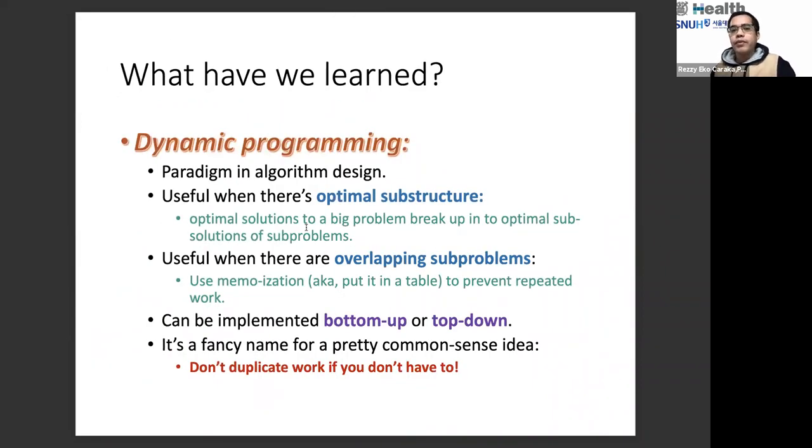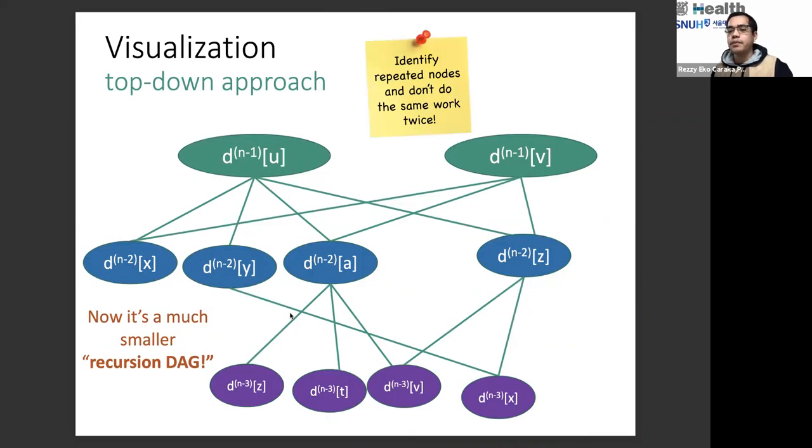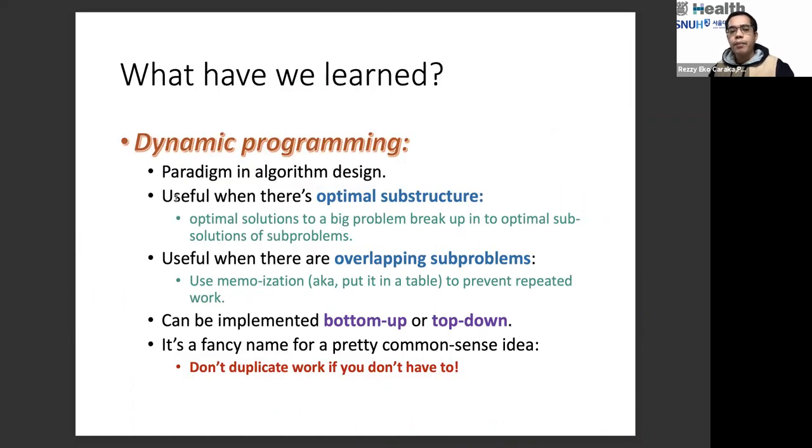So actually, what we learned is the idea of dynamic programming. Dynamic programming is about algorithm design, because we're talking about how to find the shortest path or shortest locations, for example, like these visualizations, if we want to discuss the top-down approach. Dynamic programming is very useful when there's an optimal substructure.